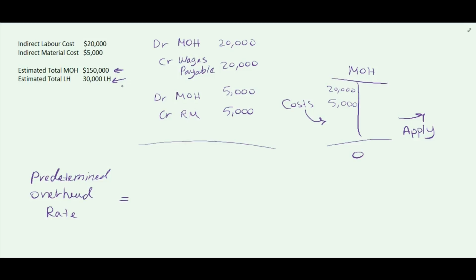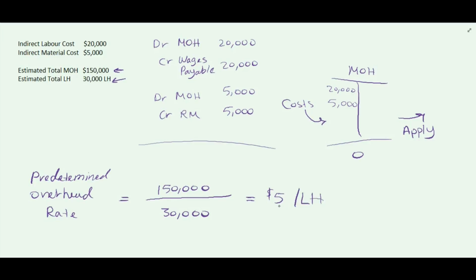Okay, so how can we calculate the predetermined overhead rate? We'll take the total estimated manufacturing overhead cost, which is 150,000, and divide it by the total labor hours, 30,000, and that will give us $5 per labor hour.